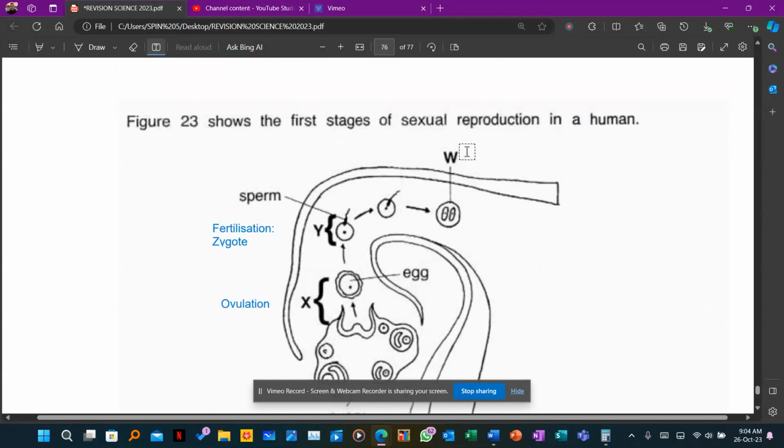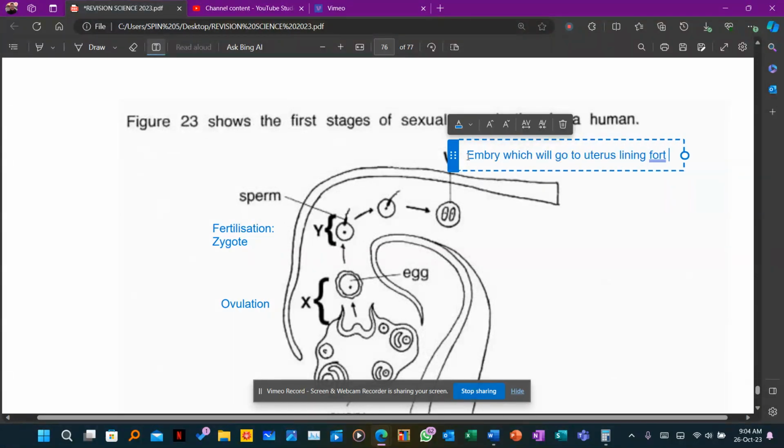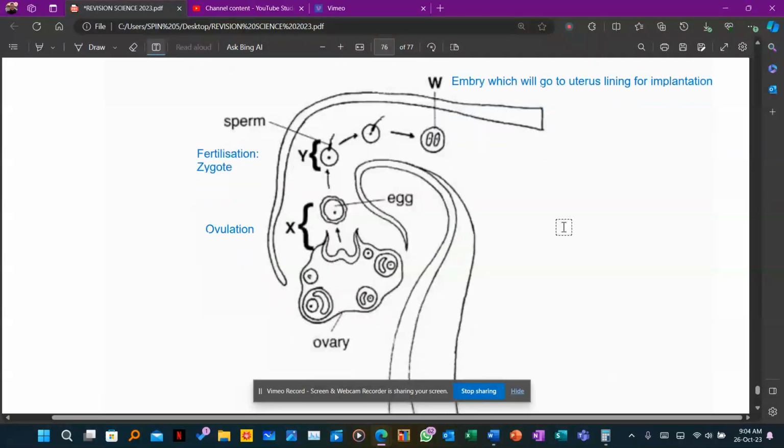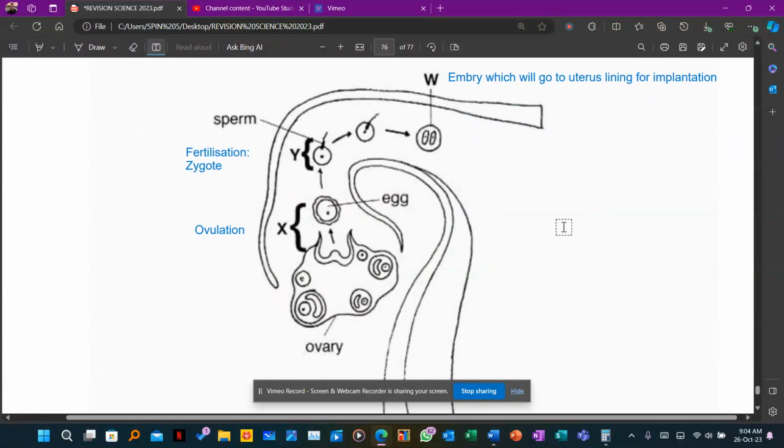Next one, what happens to the zygote? The zygote will move until it becomes W, which is the embryo, which will go to the uterus lining for implantation. What do you say implantation? It means that the embryo is already embedded into the uterus, and that person is considered to be at an early stage of pregnancy.